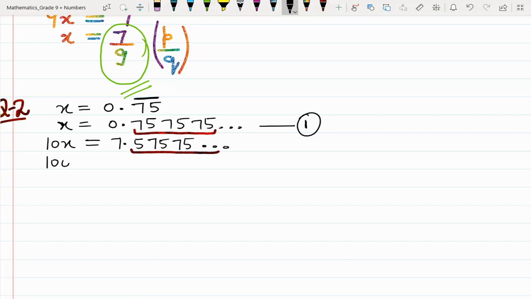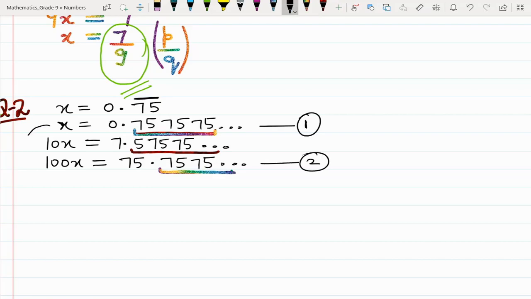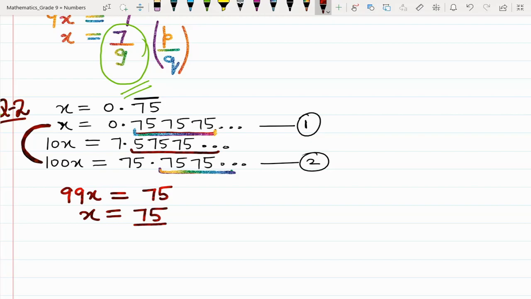So what I will do, I will multiply this equation with one more 10, or I can say I am multiplying equation 1 with 100 directly. This becomes 75.757575. Now you can match your decimal part with equation number 1. Is it the same? Yes, it is exactly the same. So this becomes our equation number 2. Now again the same steps. Subtract equation 1 from equation 2. We will get 99x equals 75 and our decimal part is all gone. So x equals 75 over 99, which can also be written as 25 over 33 in P by Q form. So this is my answer.